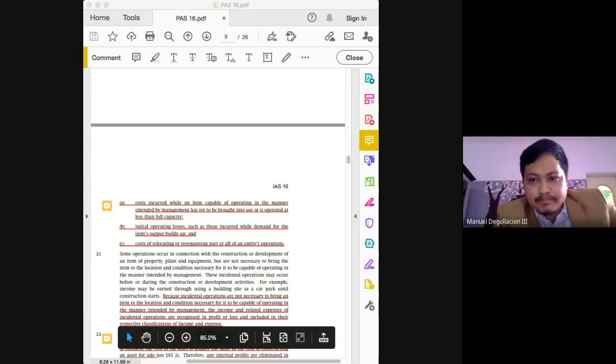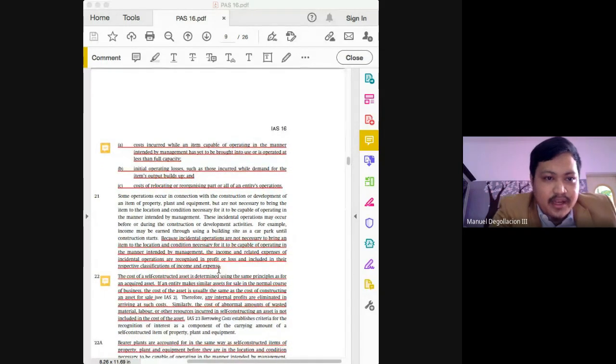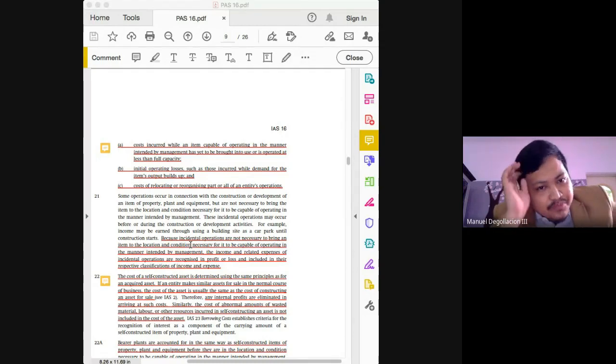Okay. So please take note that this would be a potential multiple choice question. Okay, because incidental operations are not necessary to bring an item to the location and condition necessary for it to be capable of operating in the manner intended by management. Plus, if you'll take note of how it's worded, class, it's very long, so that's why I just resort to intended use, location, and condition.